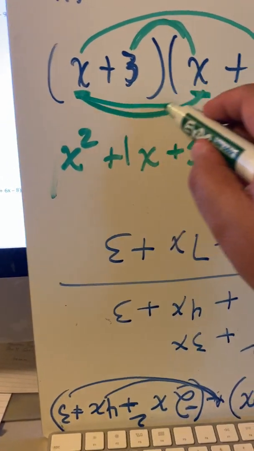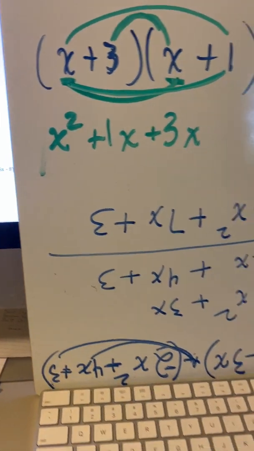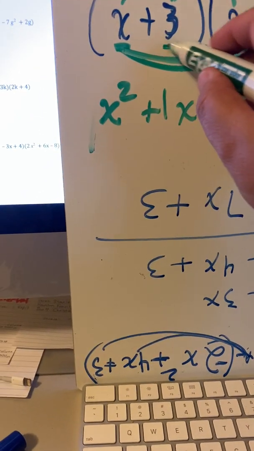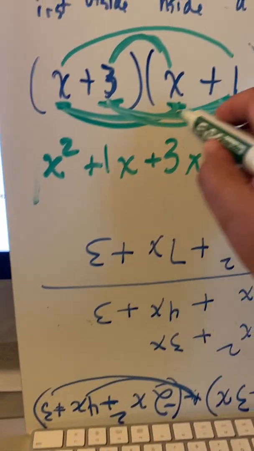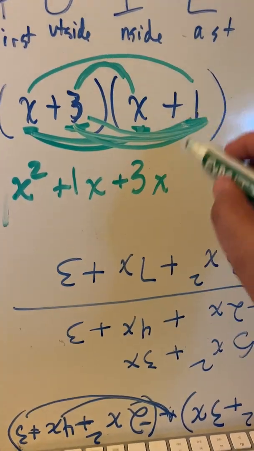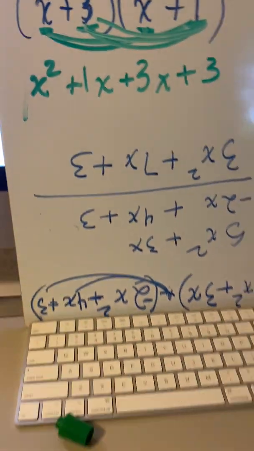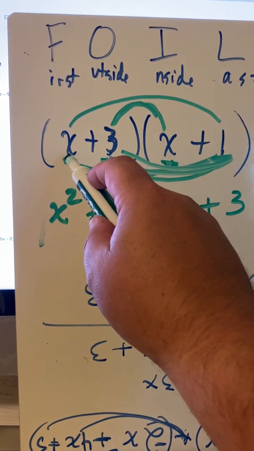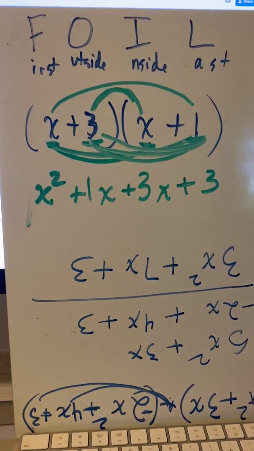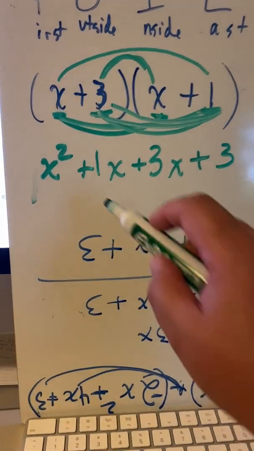And last, x times 1, last, 3 times 1, that's last. It's the last numbers in both of them. 3 times 1 is 3. Not done yet. You've done the distribution. All you're basically doing is distributing the x through, distributing the 3 through. You've got to combine the inside two parts.